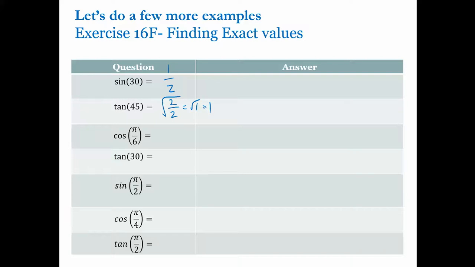Cos of pi on 6. Which one's my pi on 6? Anna, cos of pi on 6. It is root 3 on 2. Same thing again. Drop down your index finger. Number of cos fingers, I've got 3. Square root that. Add a 2. That's my formula. Which is root 3 on 2.